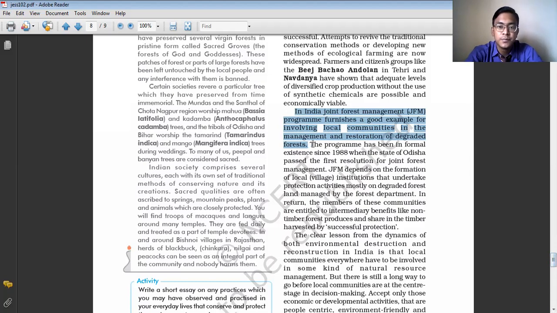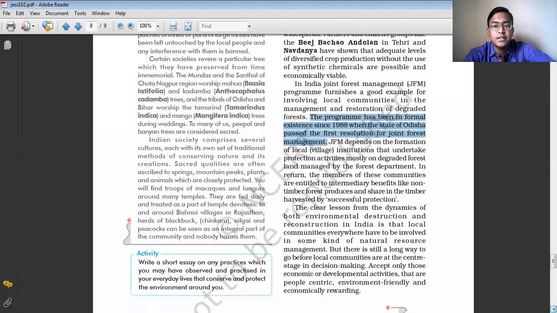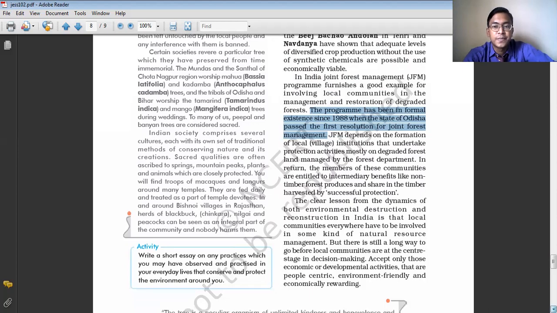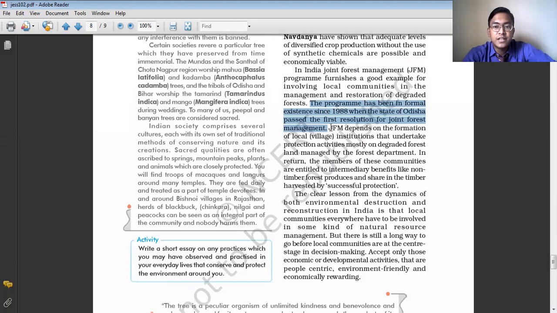The program has been in formal existence since 1988, when the state of Odisha passed the first resolution for joint forest management. So this program was first introduced in 1988 in Odisha. Joint forest management, JFM, depends on the formation of local institutions that undertake protection activities mostly on the degraded forest land managed by the forest department.